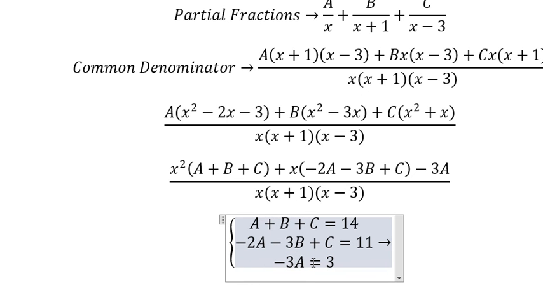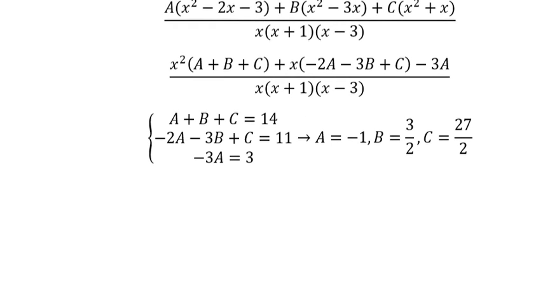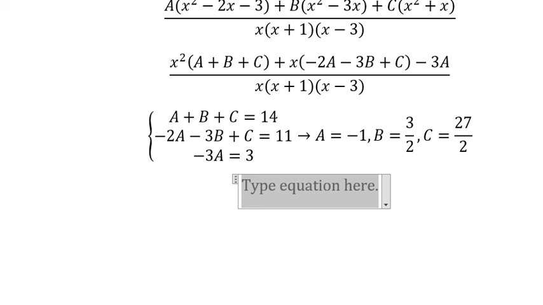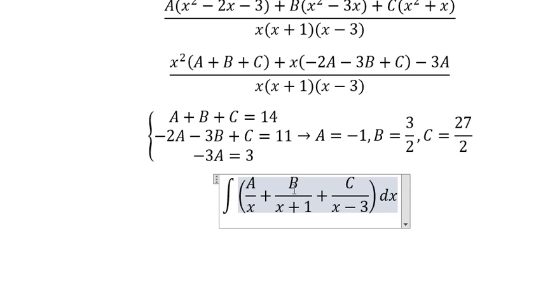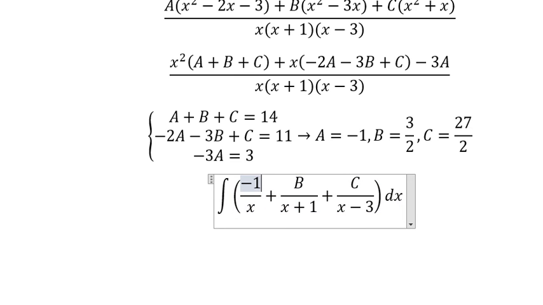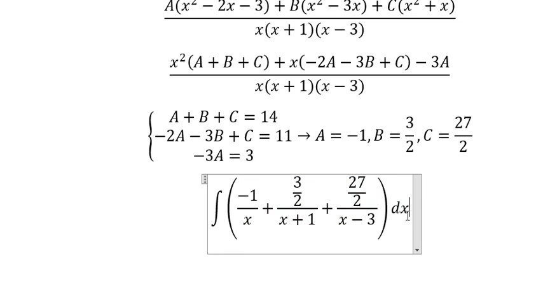And now we need to find the solutions of A, B, C. So we have the solutions of A, B, C. So we put A, B, C back in here. A equals negative number 1, B equals 3 over 2, C equals 27 over 2. And now we have the final answer in here.